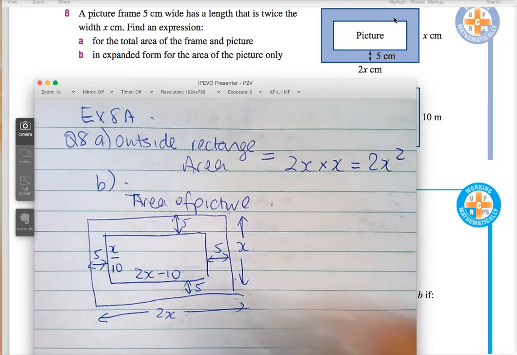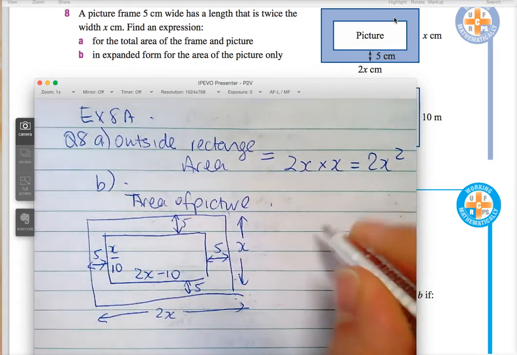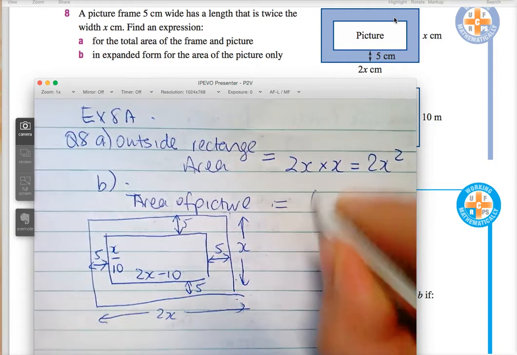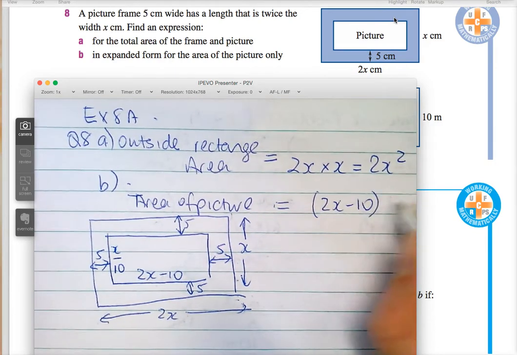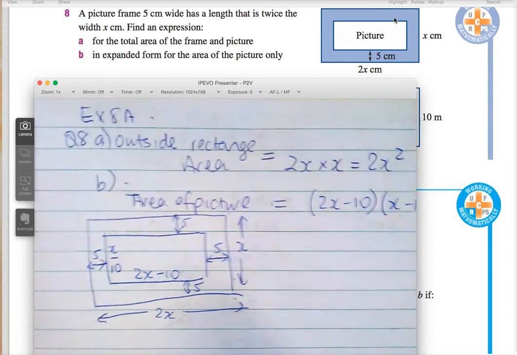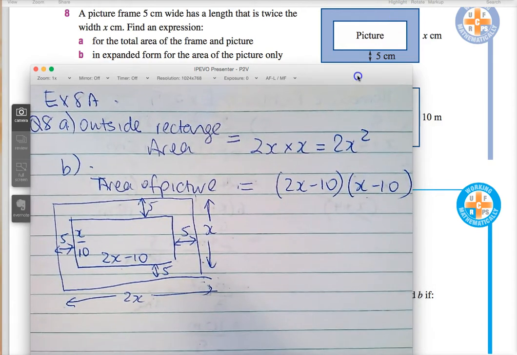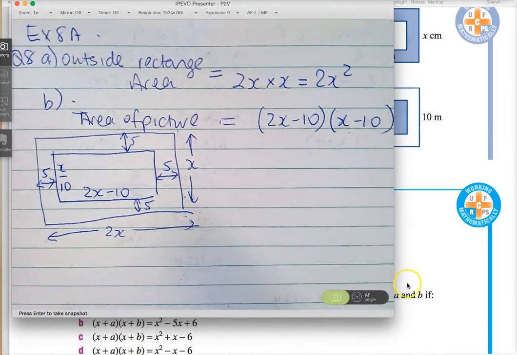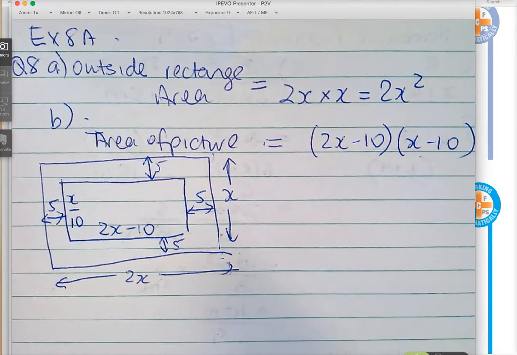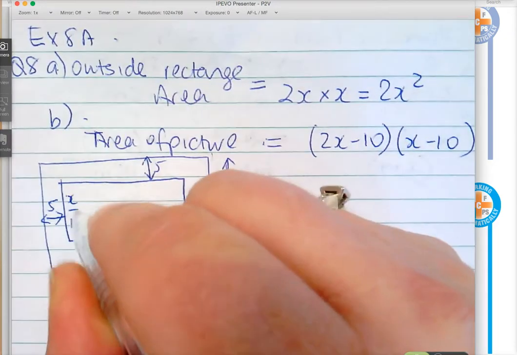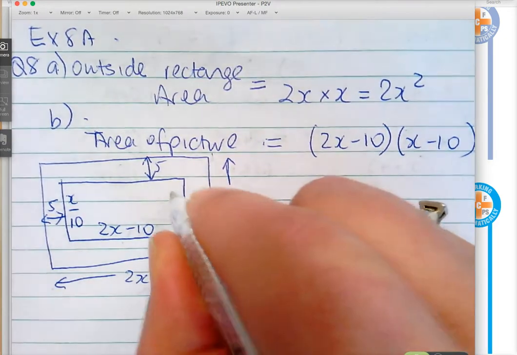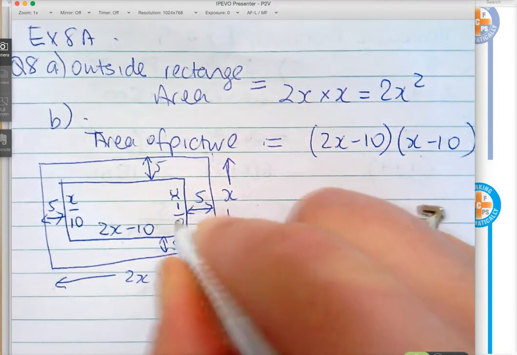And I've written that badly. I probably should have written it sideways. So the area of the picture is 2x minus 10 times x minus 10. I know I'm off the screen. Do we get that idea? So I'm going to move this up now. I need the area of the picture in expanded form. So this length here is x minus 10. I should write it sideways, x minus 10.